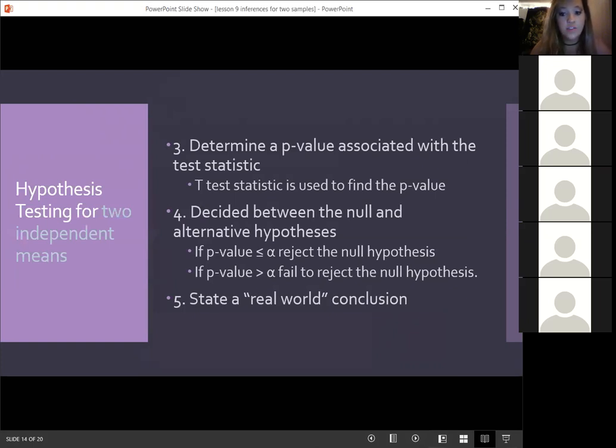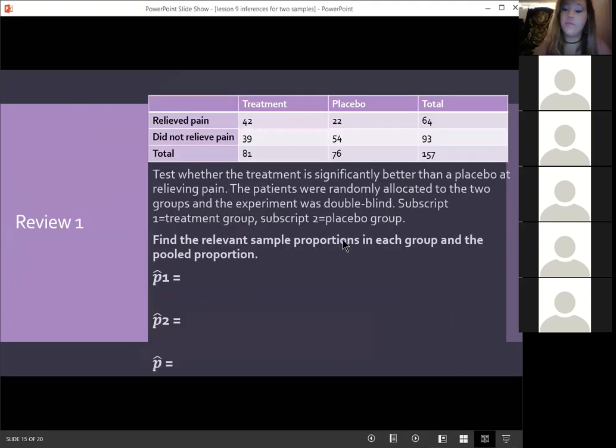So for the hypothesis testing procedure, steps 3, 4, 5, I try to keep them on the same slide because those are basically all the same for every single type of hypothesis test you're doing. The main difference is just going to be which test statistic you use to determine your p-value. So for our proportions, remember, we use our z-test statistic, and then for means, we're going to use our t-test statistic.